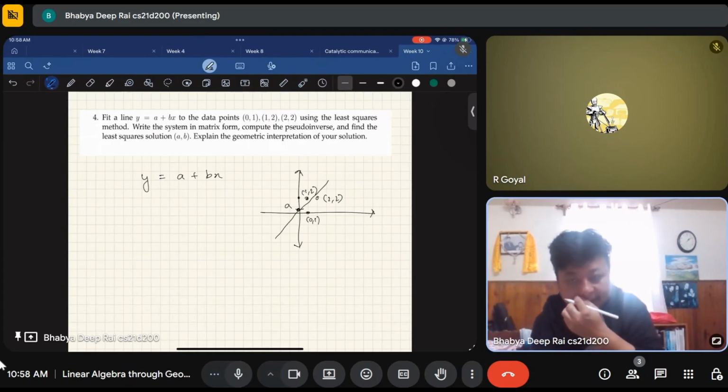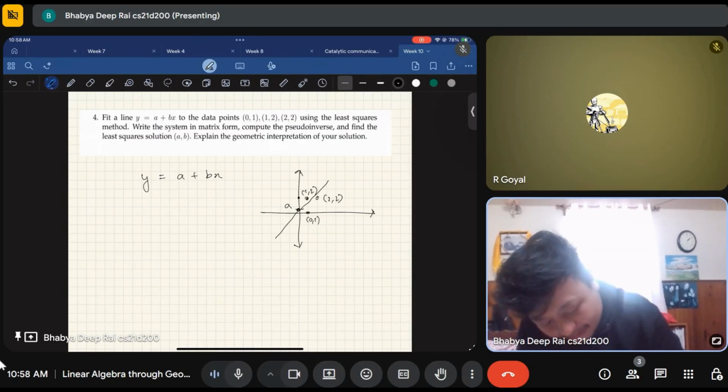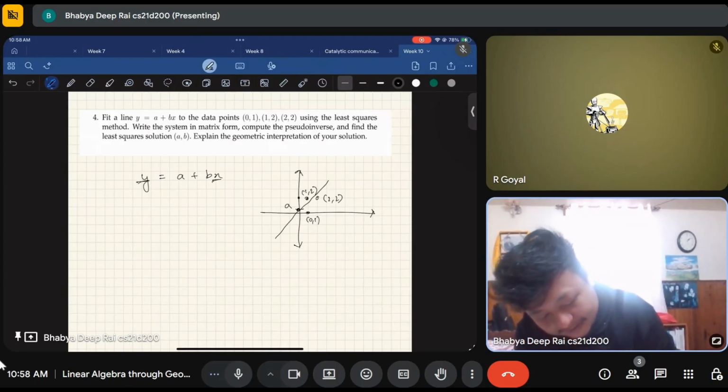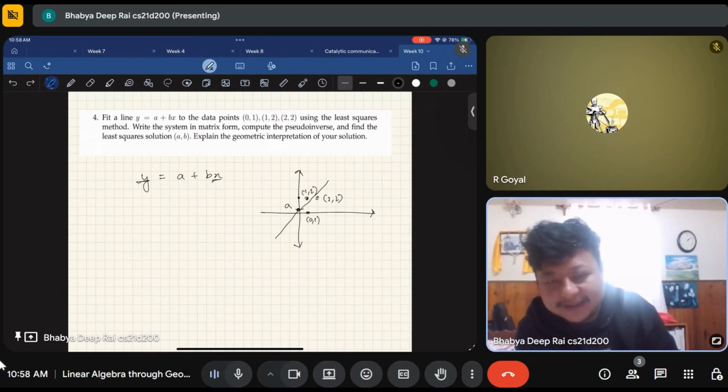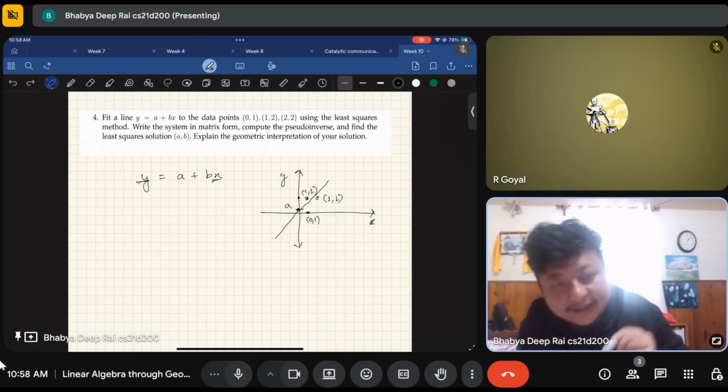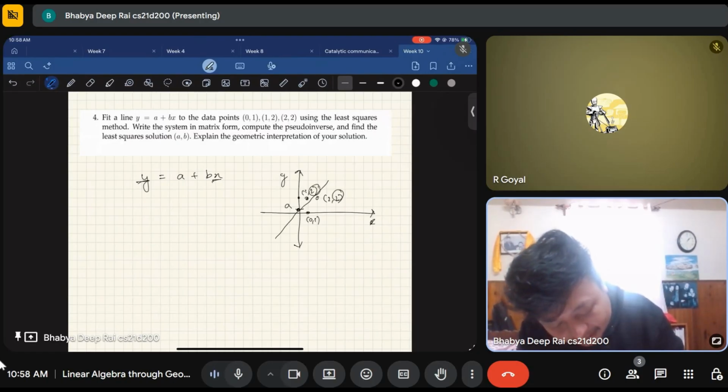Now let me think of what this is in terms of lines and points. What will be the x's and y's here? This is the x-axis and this is the y-axis according to the plot. So the x's should represent the left coordinates, and these are what the y coordinates should represent.